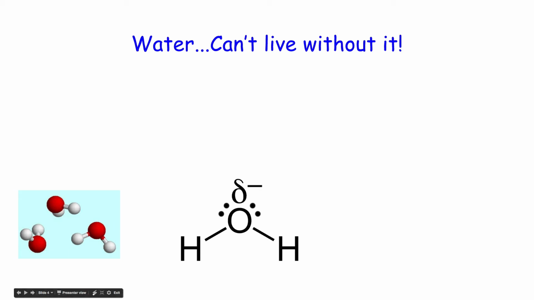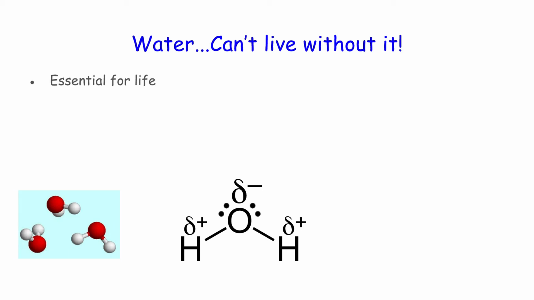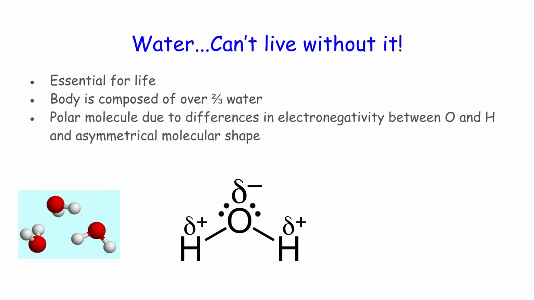We're going to see partial charges. The oxygen is going to take on a slightly negative charge, and the hydrogens will take on a slightly positive charge. This is going to be very important, especially when you put multiple water molecules together. Now, just a few important things about water. Remember, it is essential for life. No life can happen without water. Any organism's body is composed of over 2/3 water. Water is a polar molecule, and that's due, like we said, to the differences in electronegativity, and it has an asymmetrical molecular shape.